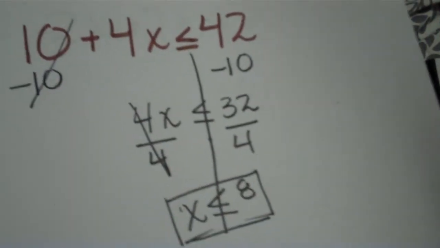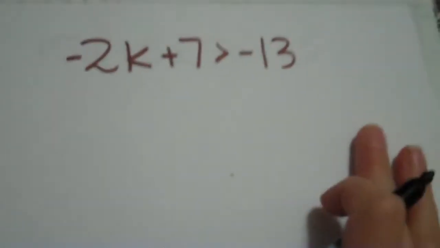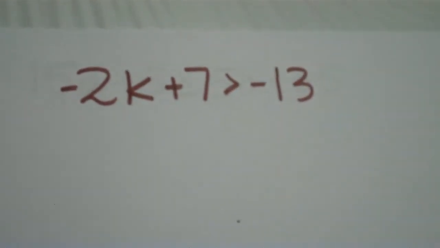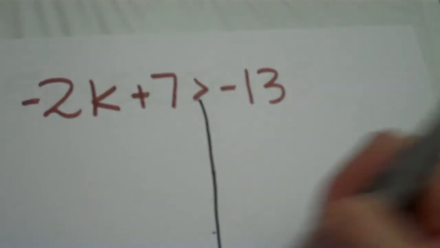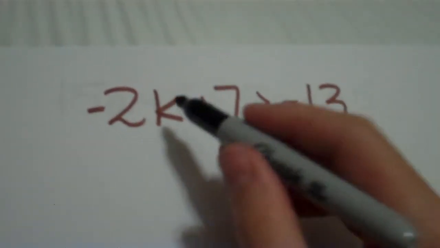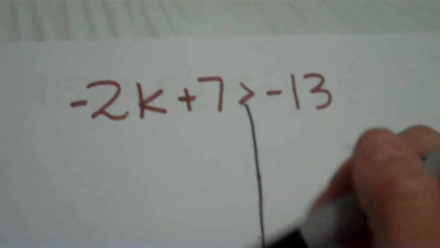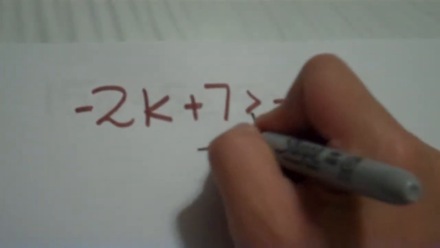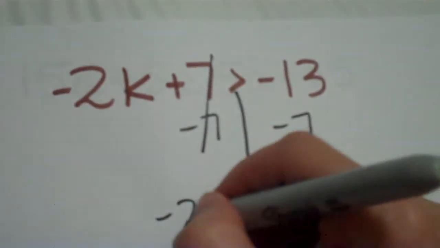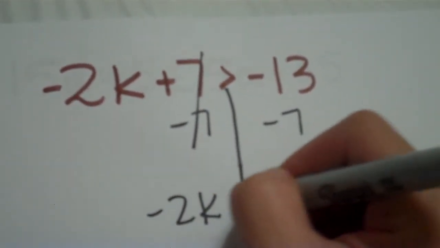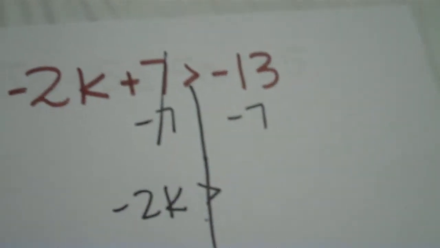Now let's look at something when it actually does flip. And I'll show you why. So write this problem down. Pause if you need to. If not, let's move on. Always draw your line down here. Okay, draw your line. Your K, negative 2 is your best friend. We're going to kick out plus 7. So we subtract 7 on both sides. Okay. Negative 2K comes down. The same symbol comes down. Negative 13 minus 7. If you do it in your calculator correctly, should say negative 20. So, negative 20.